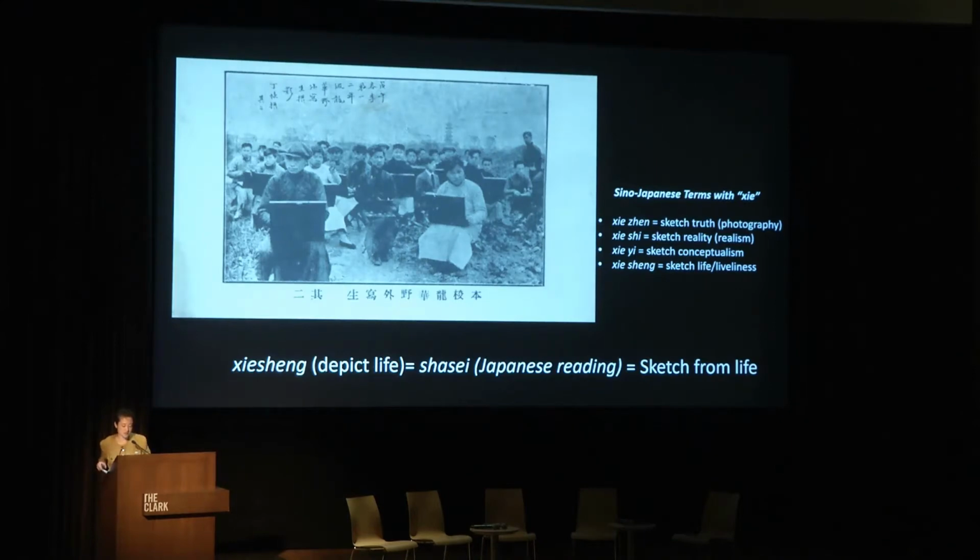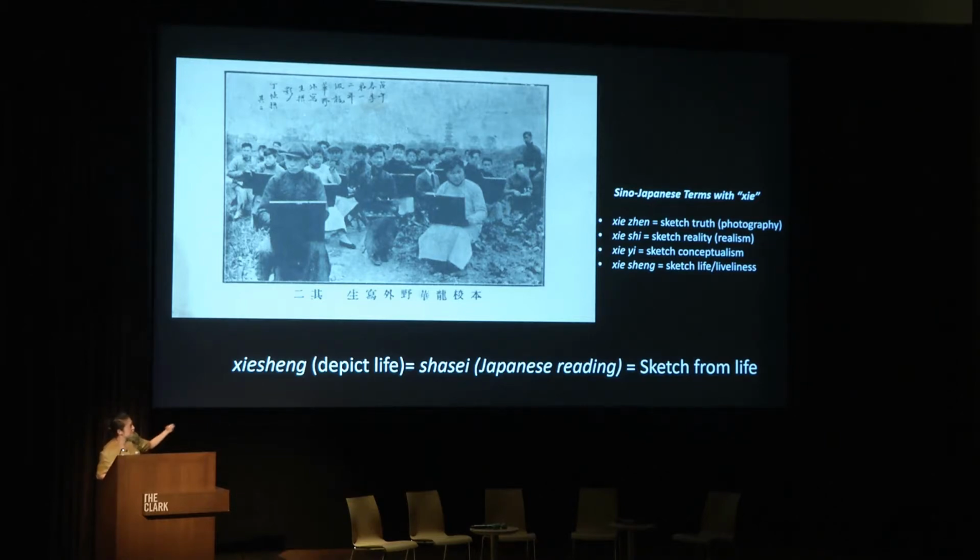The Sino-Japanese terms surrounding sketching from life are another factor crucial to understanding why verisimilitude was not of concern, despite the repeated emphasis on direct observation. So in the interest of time, I will make two brief observations. First, sketch from life is xiesheng in Chinese and shasei in Japanese, directly meaning to sketch or depict life. And it comes from a family of Sino-Japanese terms starting with xie, to depict.